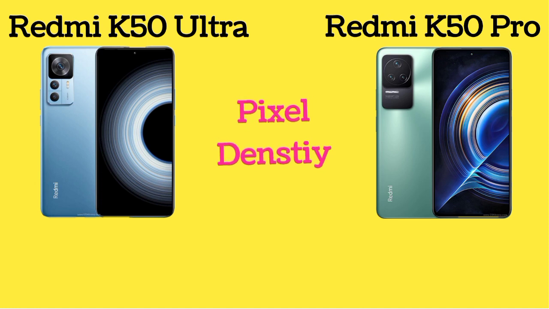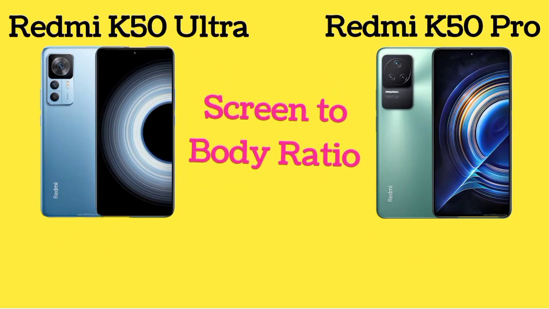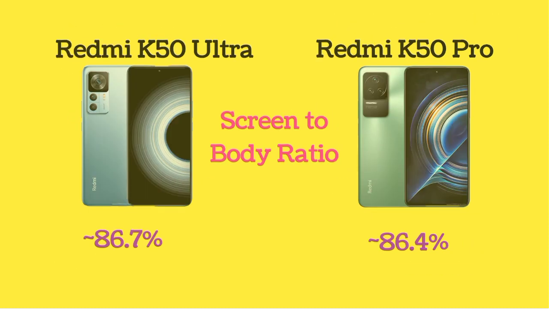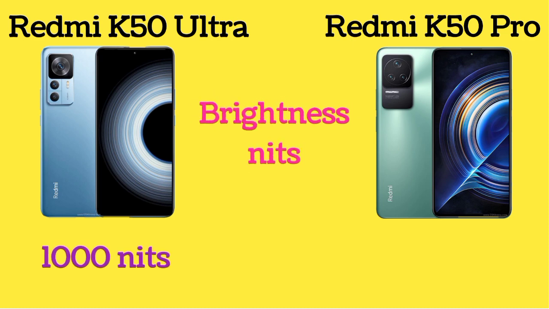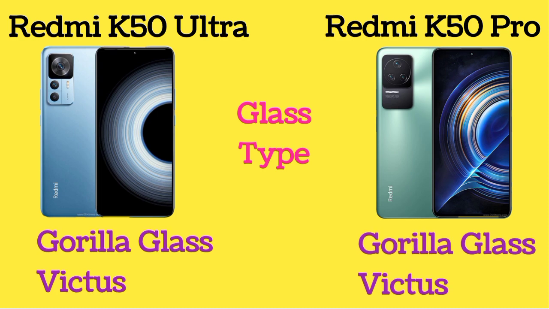The pixel density of Redmi K50 Ultra and Redmi K50 Pro is 446 pixels per inch and 526 pixels per inch. Screen to body ratio of Redmi K50 Ultra and Redmi K50 Pro is 86.7% and 86.4%. The brightness nits of Redmi K50 Ultra and Redmi K50 Pro is 1000 nits and 1200 nits. The glass type of Redmi K50 Ultra and Redmi K50 Pro is Gorilla Glass Victus.